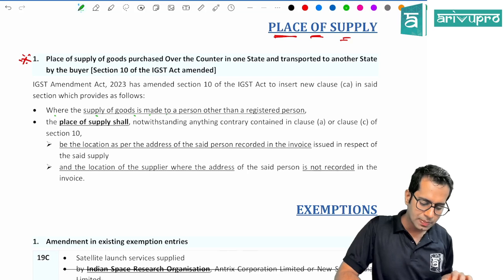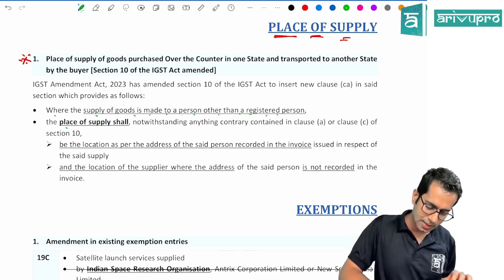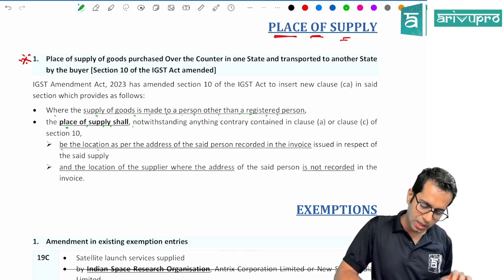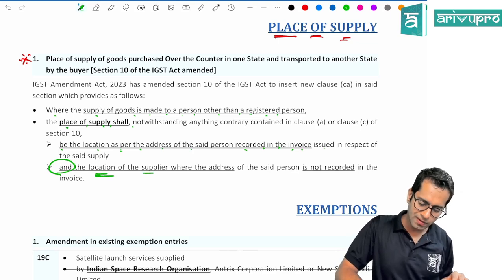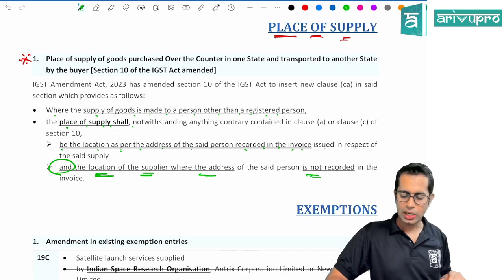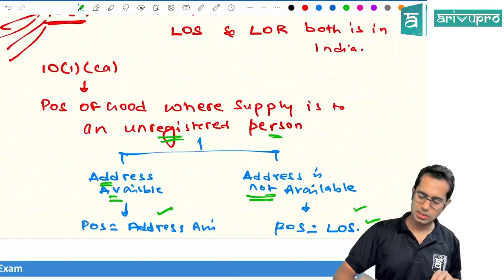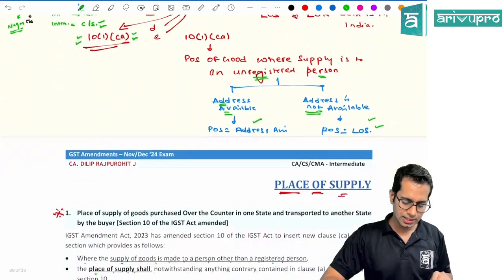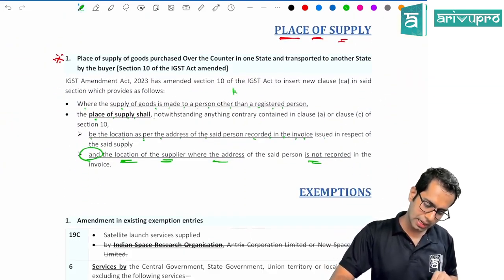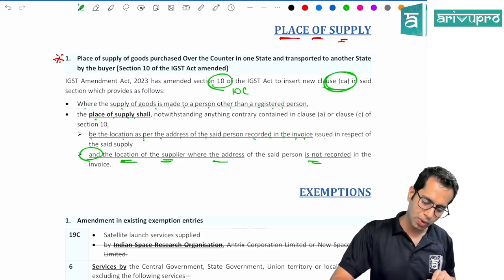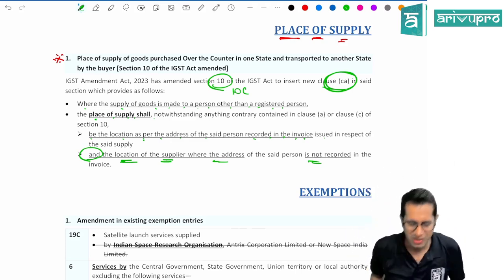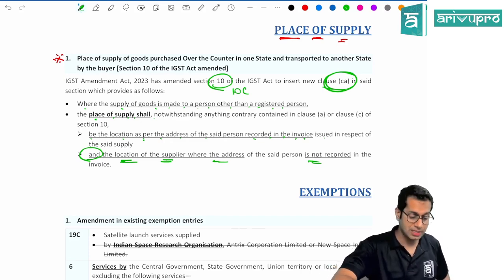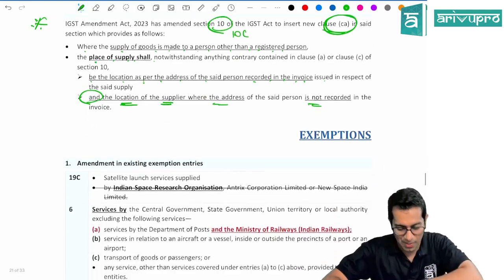Where the supply of goods is made to a person other than a registered person, the place of supply shall be the location as per the address recorded in the invoice for the said supply, and the place of supply will be the location of the supplier where the address is not recorded on the invoice. In simple words, this is the provision. This is a new clause added in section 10, subsection 1, clause CA. Now, this is a simple amendment. From an exam point of view, of course, it is important, but it's a very simple amendment.